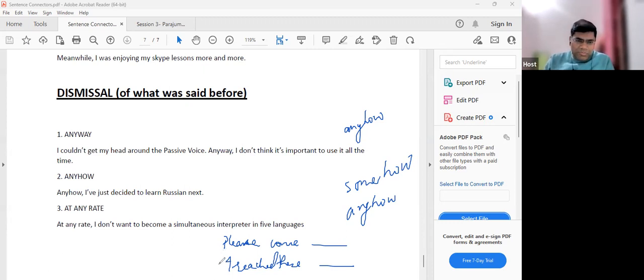Now I don't know how to put it, but I don't know how to put it, but please come anyhow होता है. I reach there somehow होगा. Certain, uncertain, है ना? Did you understand this? I hope I'm able to put it correctly. I don't know how to put these kind of things, but I reach there somehow.